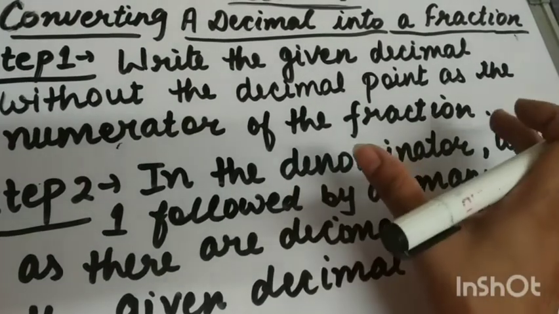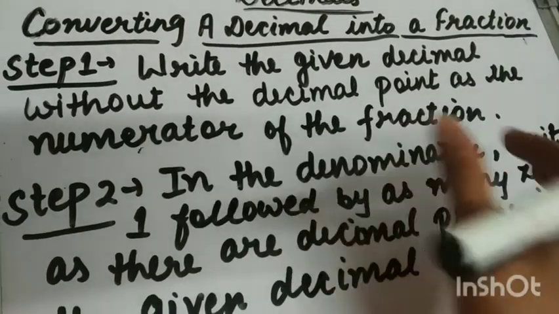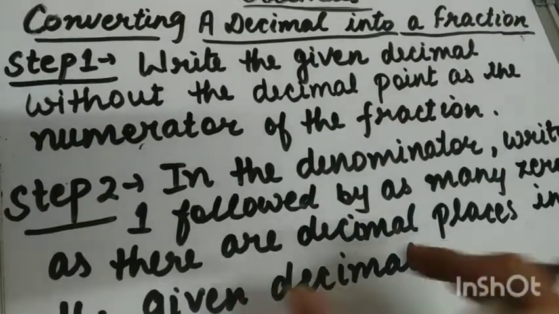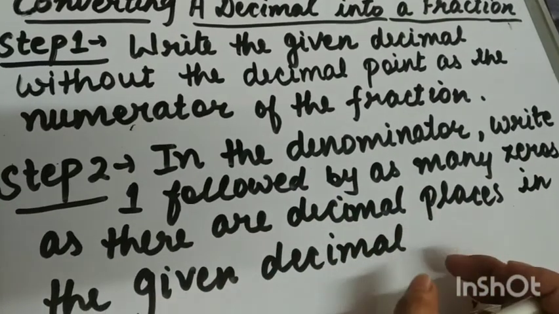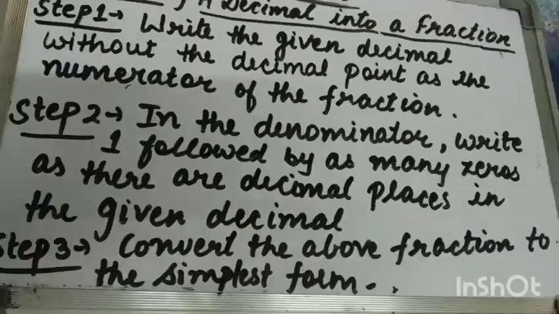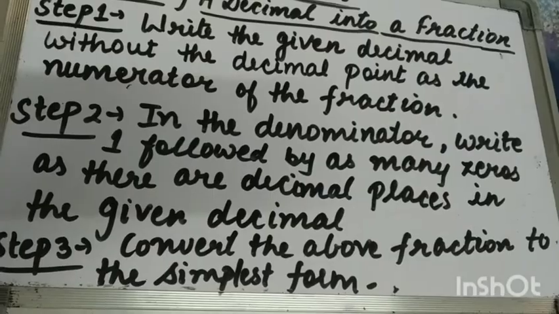Okay, we will write the given decimal without the decimal point and it will be our numerator, and in the denominator write 1 followed by as many zeros as there are decimal places in the given decimal. Okay, and after that convert the above fraction to the simplest form.